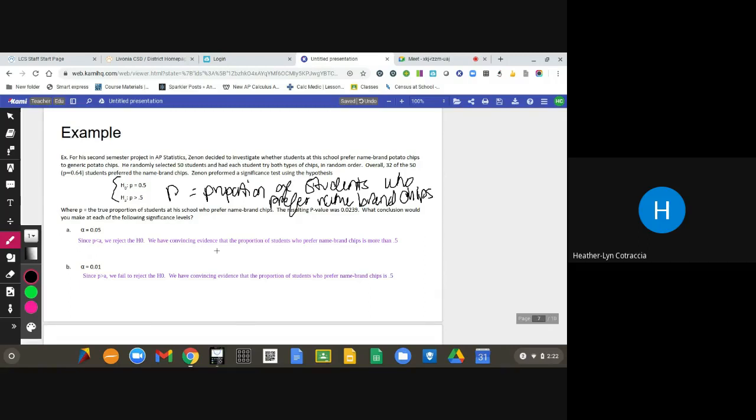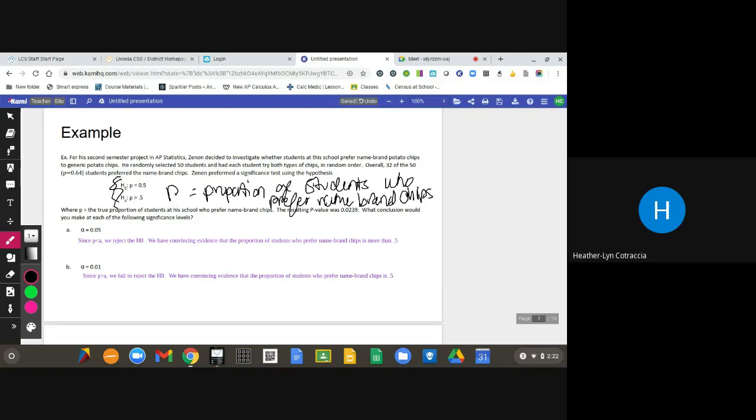But anyways, P is the proportion of students who prefer the name brand chip. In this hypothesis test, the null, that's where your equals is, means there's no difference. It's the same amount of kids that chose the name brand as chose the store brand. If there is a difference, the proportion of students who prefer the name brand chips is going to be greater than 0.5. So that's where they're getting those null and alternative hypotheses from.